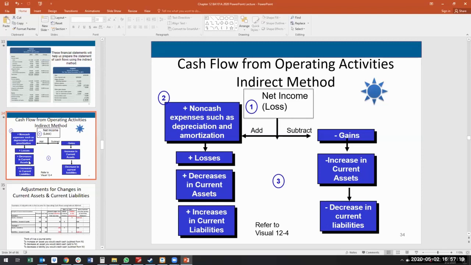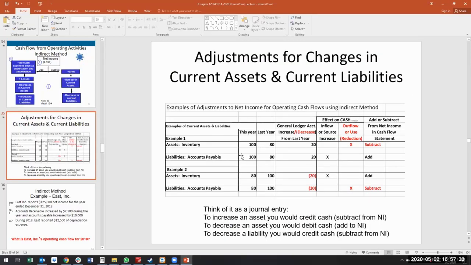But there's a lot to cover here still, so I can't spend too much time on it, but we'll go over it for questions. If inventory went up, we're always going to see the difference. Assets, inventory. It went up by 20, right? This year it's 100. Last year it was 80. It goes up by 20.